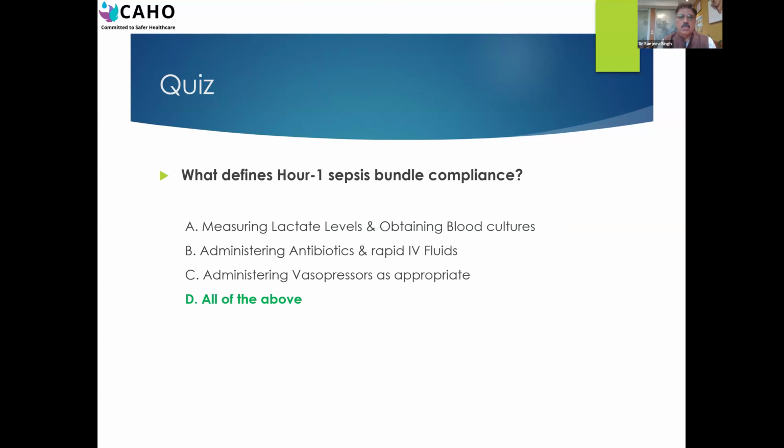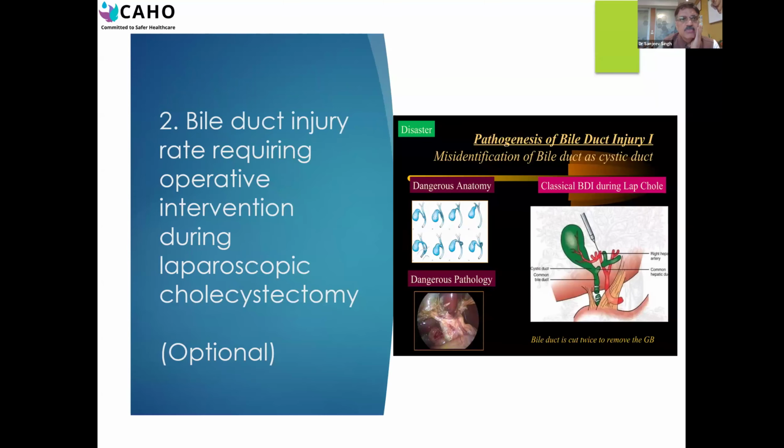Now, the next indicator is bile duct injury, for all lap chole patients, and this is an optional indicator. Lap chole is one of the most common surgical procedures, so much so that within Ayushman it has now been taken out, because it has to be done at the public level hospitals. And there is a hepatic duct, there is a bile duct, all leading to the common bile duct.